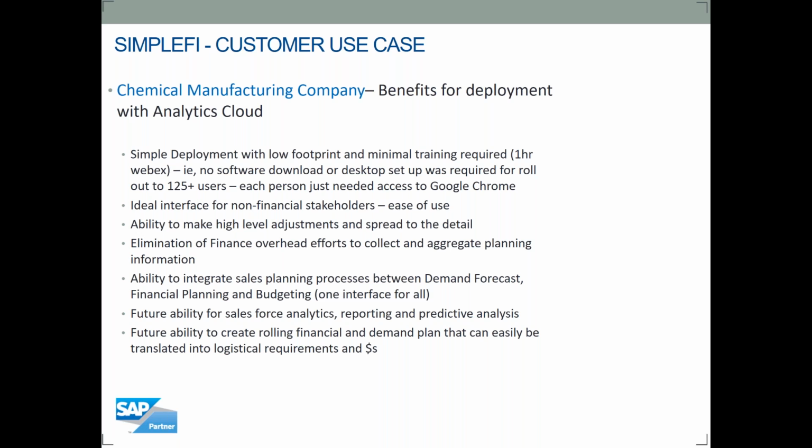Elimination of finance overhead, obviously, to collect and aggregate the planning information for those 125 plus users. So to do that for budget and then four times a year for quarterly forecast, a lot of effort to collect and aggregate all that data. And now going forward, they want to be doing this on a monthly basis, right? That's why some companies aren't able to get to a monthly basis without a tool like this. It's just not sustainable.